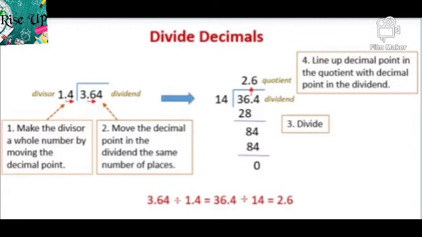This says to divide decimals by decimals. So can you see 3.64 should be divided by 1.4. 1.4 is the divisor, 3.64 is the dividend. When you are given it like this, don't get confused. In the divisor, you have to move the decimal point one step right.